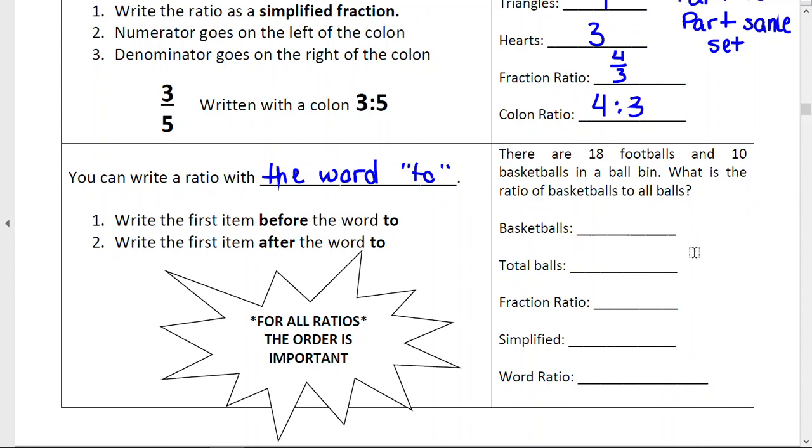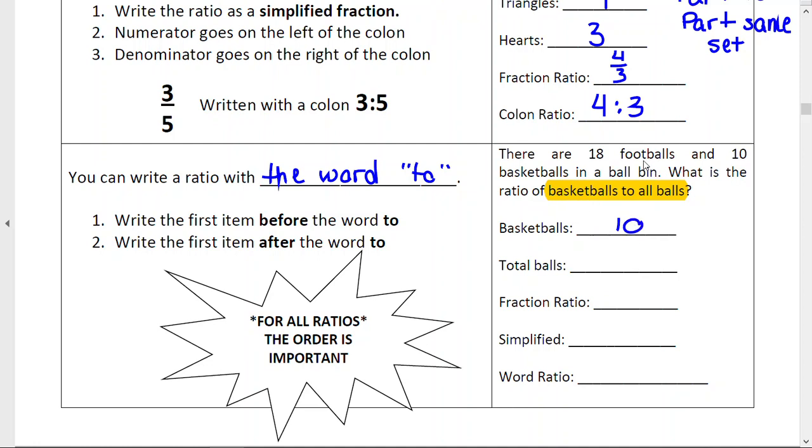And I want to highlight, and I should have done this in the last problem, I didn't think about it. I want to highlight what they're looking for. They're looking for basketballs to all of the balls. That's what they're looking for. So in our final answer, we should be comparing basketballs to all the balls. Basketballs, there's 10. And they're saying basketballs first.